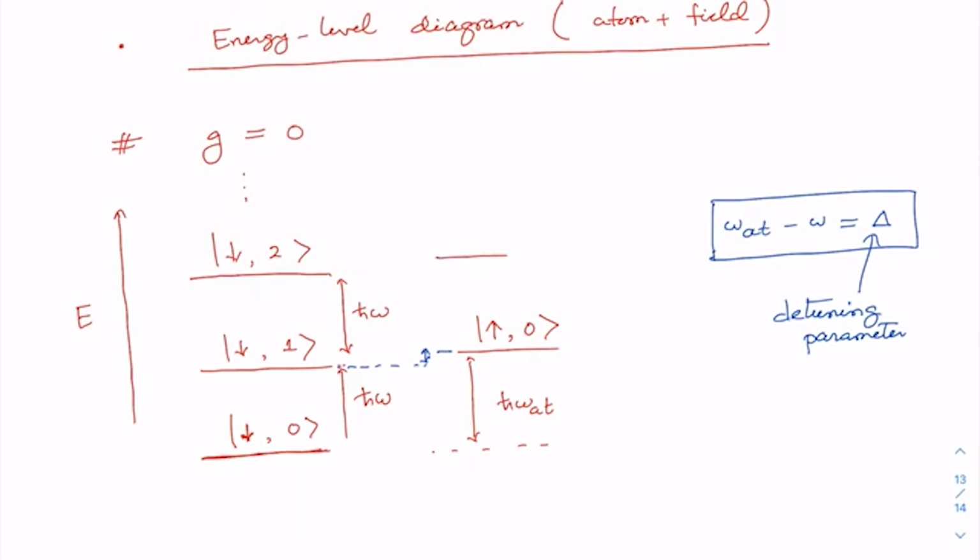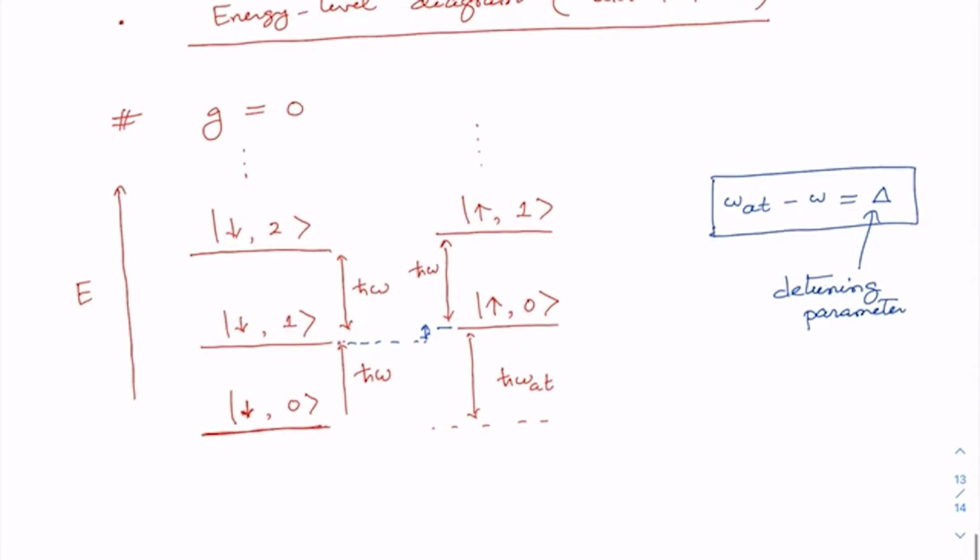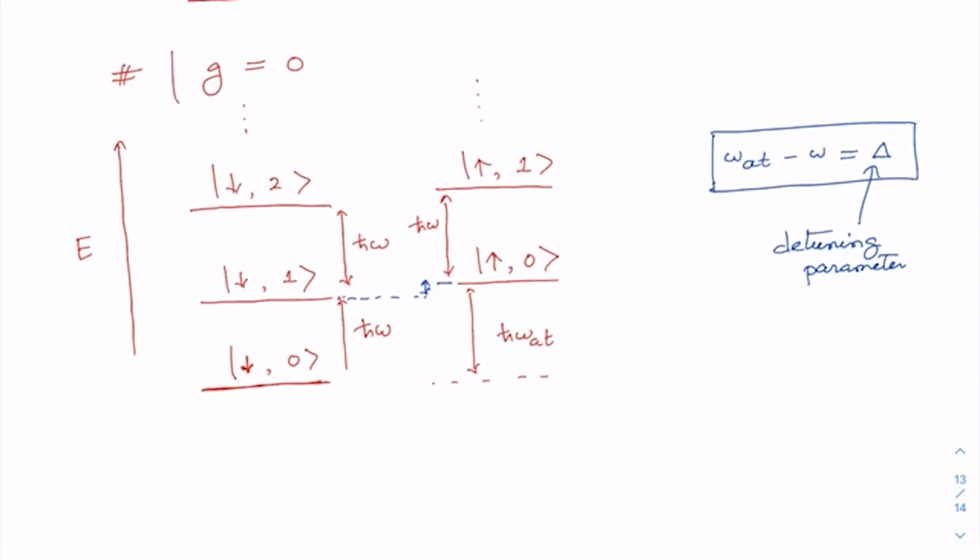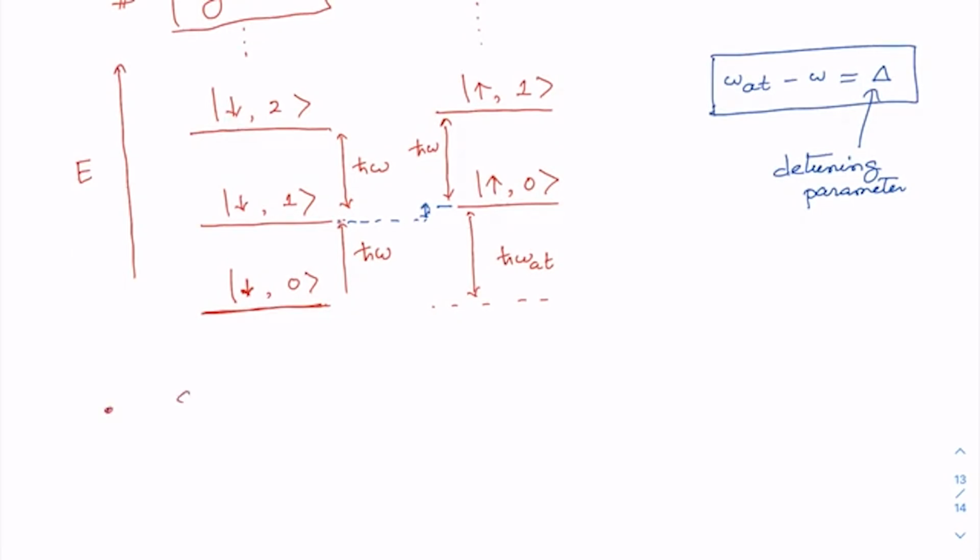Now if we put a photon in the field mode, then our combined system would have this energy. Because we have put a photon in the field mode, it would be h cross omega, and in this way you can go on to draw the other energy levels. Here we discussed the case when the coupling between the field and the atom is 0. Now let us switch on the coupling.